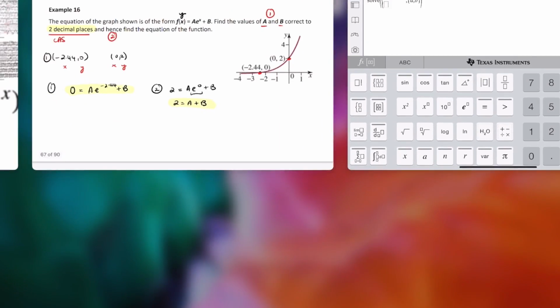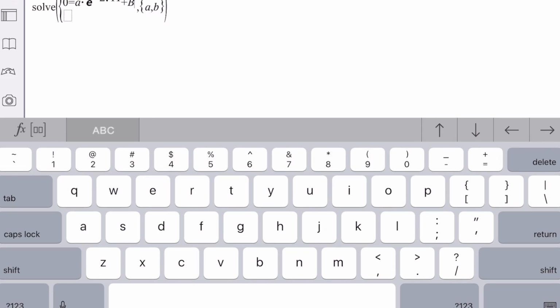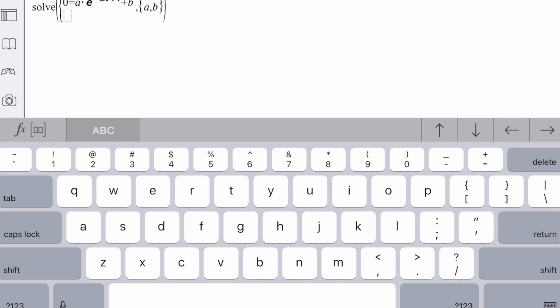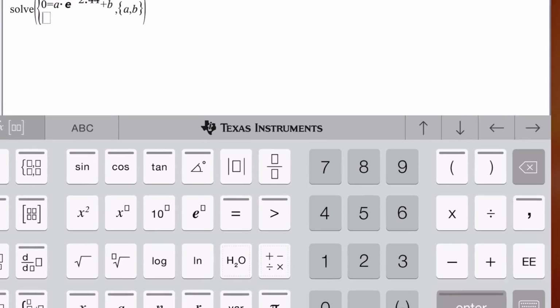So that's e to the power of negative 2.44 plus b. That's the first one there. I'll make it little b just to match. And then for my second equation, I had 2 is equal to a plus b.